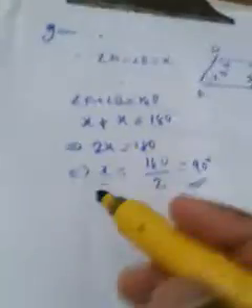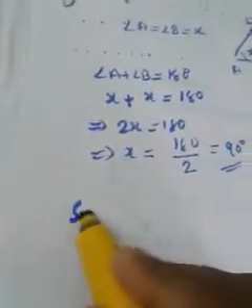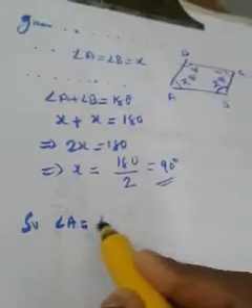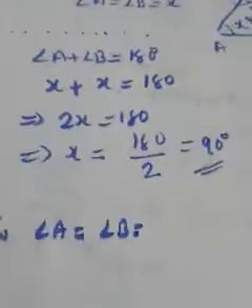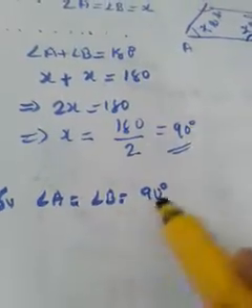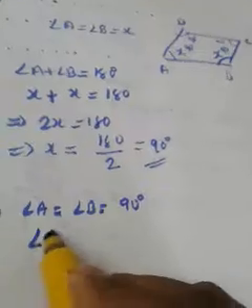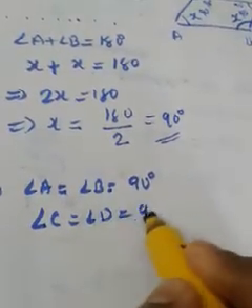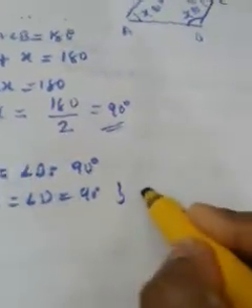Because if all angles are 90 degrees, it becomes a rectangle, no? Yes. So what we can write: angle A is equal to angle B is equal to 90 degrees, because both are x, no? And we got angle C is equal to angle D, also 90. Why? Because by the property, opposite angles of a parallelogram are equal.